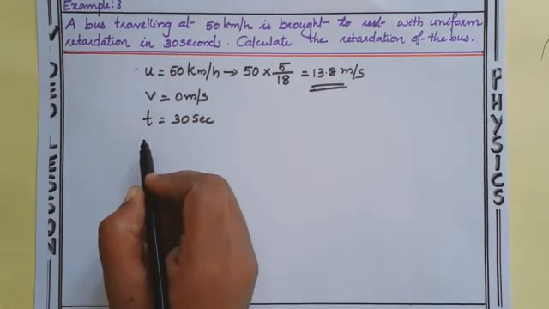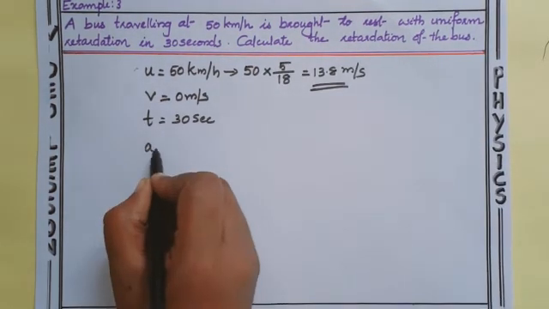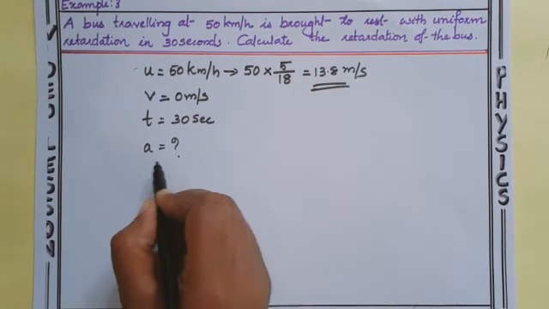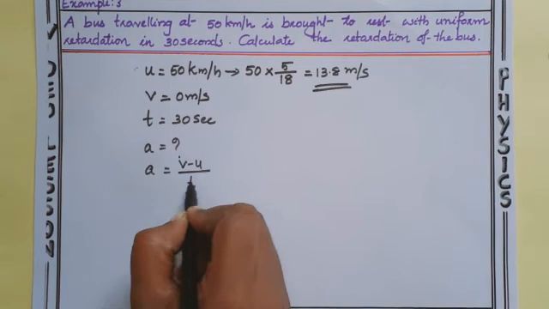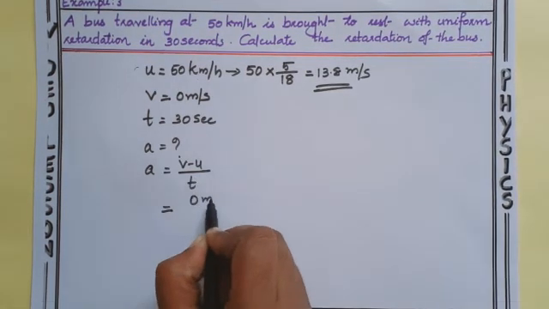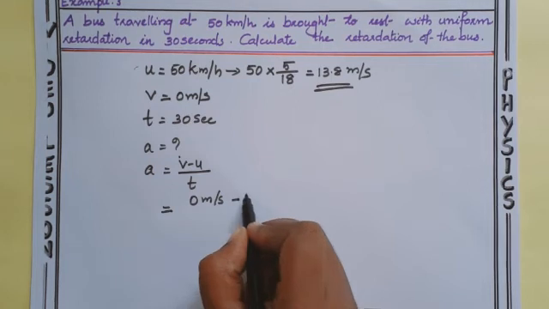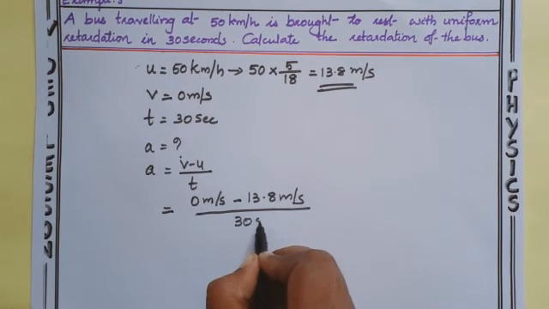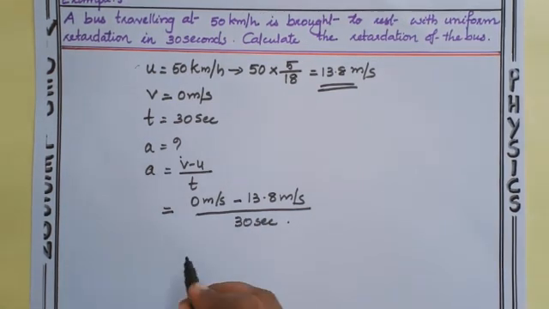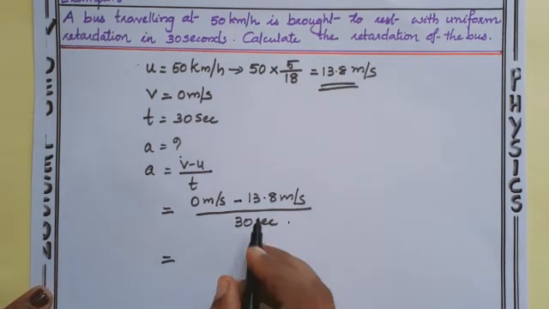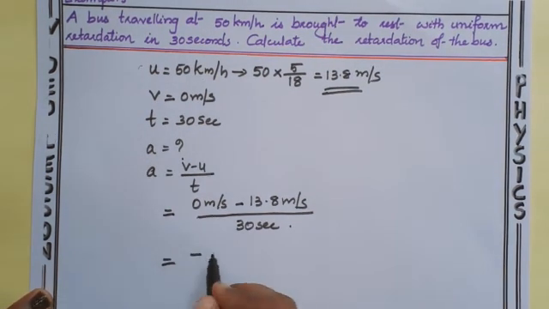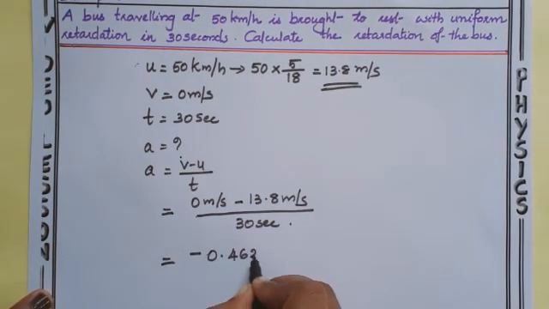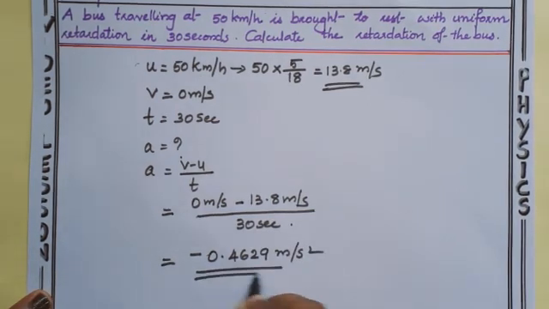The next is, what do you want to find out? Calculate the retardation, negative acceleration. Then A is equal to V minus U by T. So 0 meter per second minus U, which is 13.8 meter per second, divided by time T, which is 30 seconds. The answer becomes negative, since for retardation we get the answer in negative: minus 0.4629 meter per second square. You have to simplify this.